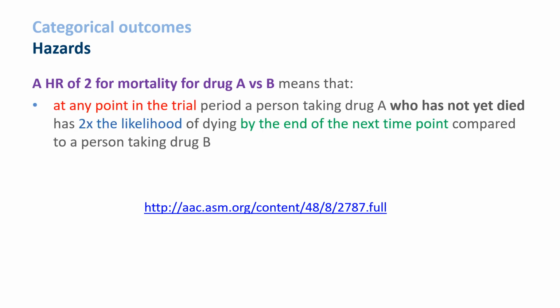In terms of wanting to be able to define what a hazard is, or to interpret a hazard when you see it in the paper, say you saw a hazard ratio of 2 for the outcome of mortality when you're comparing A versus B. What that means is, at any point in the trial period, a person taking drug A who has not yet died, so they're still at risk, has twice the likelihood of dying by the end of the next time point compared to a person taking drug B. And that really is all it is. So you can see it's similar to a risk, but it's a lot more complicated, and it's a lot more flexible and allows you to cope with censoring much, much better.